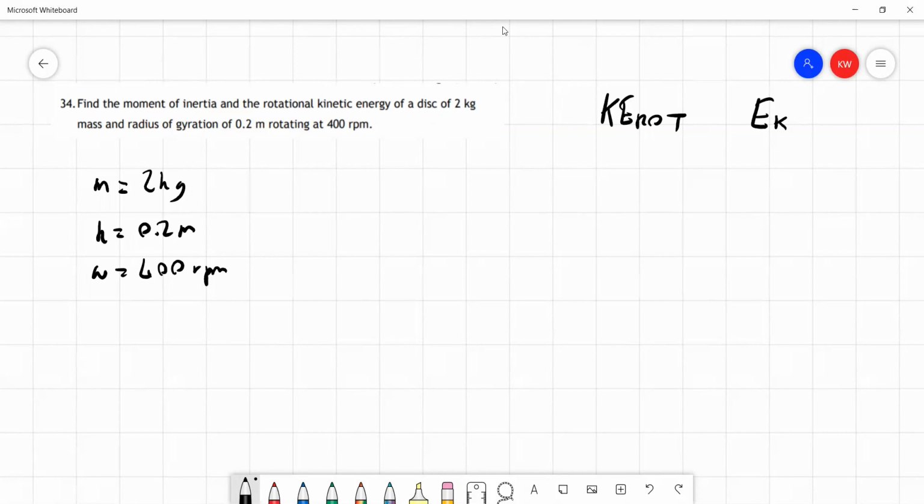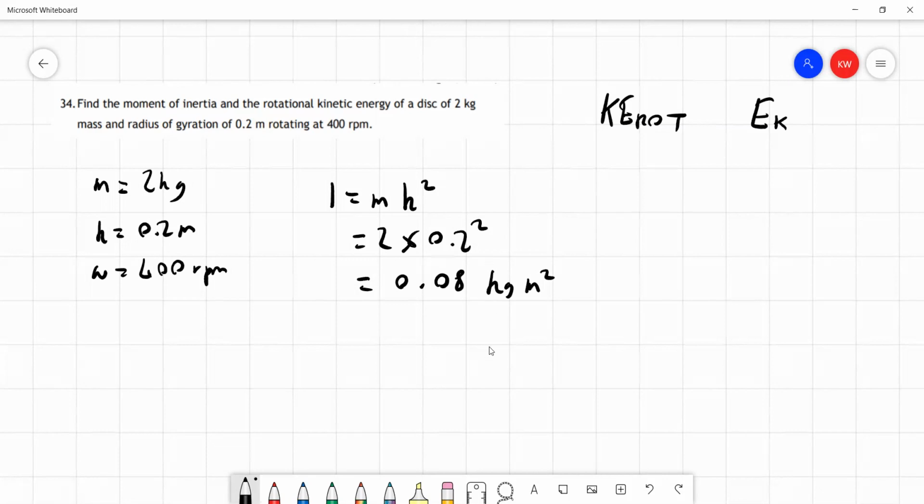So let's start with the moment of inertia. The moment of inertia, when we have the radius of gyration, is given by I is equal to m, the mass, times k squared. So we can put these in straight away and find it out. We've got 2 times 0.2 squared, which gives us 0.08. Remember, the units are kilogram meter squared. So we've got I. We can use I and our angular velocity to find the rotational kinetic energy.